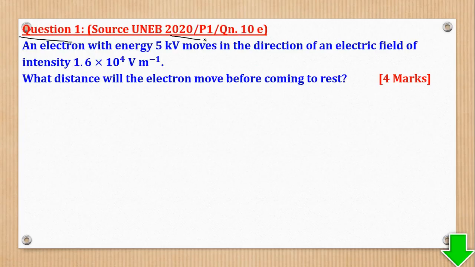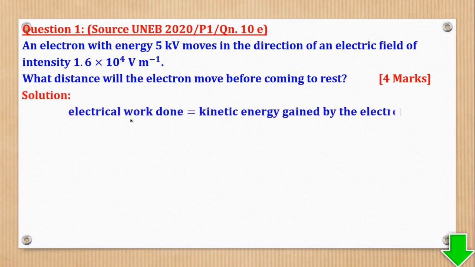So question 1 came from UNEB 2020, paper 1, question 10e, and it says an electron with energy 5 kilovolt moves in the direction of an electric field of intensity this. So this is the electric field intensity. What distance will the electron move before coming to rest?